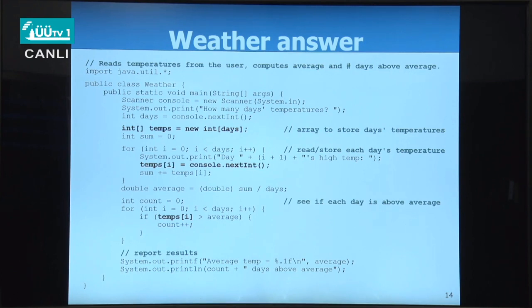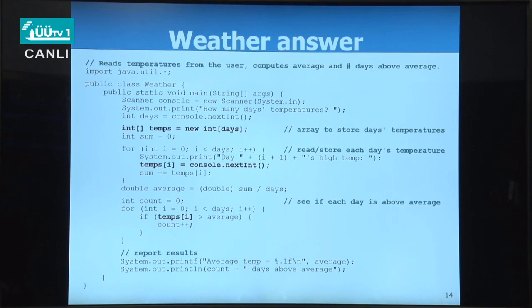Then the given temperature will be stored in the corresponding array element. So the first temperature will be stored in temps 0. The second temperature will be stored in temps 1, and so on. Also, we are going to calculate the cumulative sum of all given temperatures, and when the for loop is done, in the temps array we're going to have 7 days worth of temperature data, as well as the cumulative sum of all these temperatures. See, in the System.out.print, day i plus 1 is given for the sake of appearance.